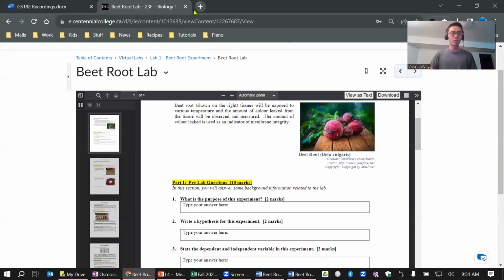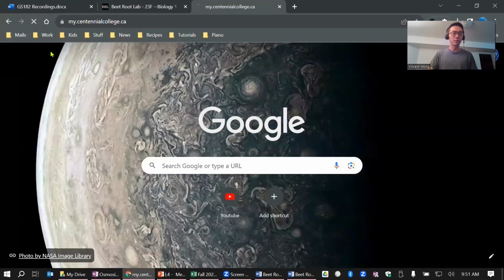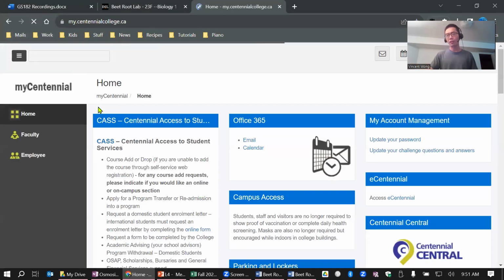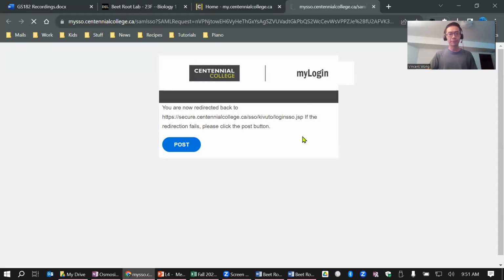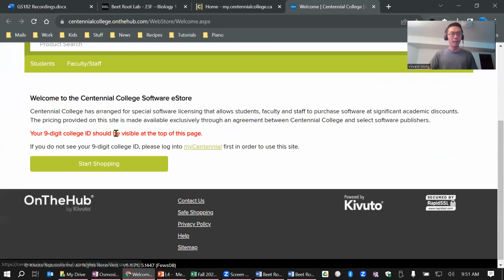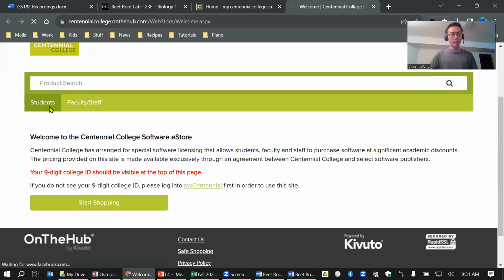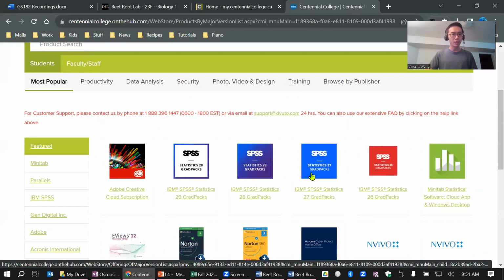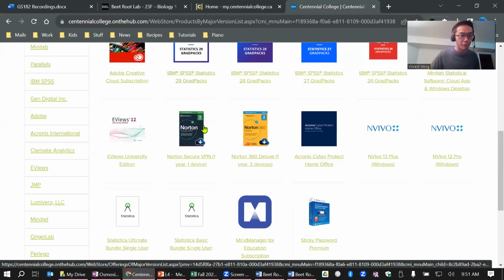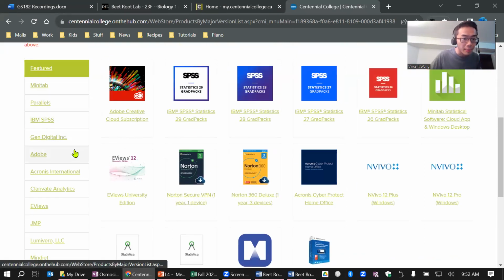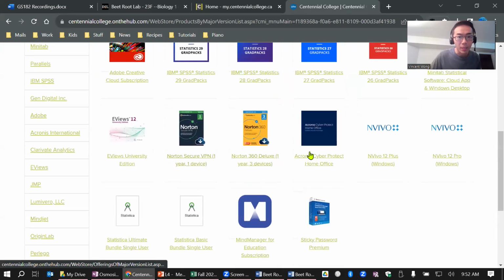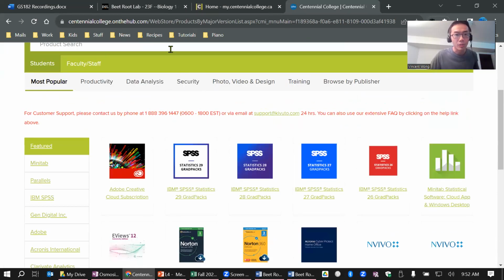Let me just show you quickly. I think as a student you can get a free copy directly from Microsoft as well. But if you log onto your My Centennial, there should be an eStore offer, Microsoft eStore. You just click on that. And you are students, so you can click on that, right? And there are all these softwares that are available to you, some of which are free. And I think you can just find the Microsoft one here somewhere, maybe. I don't know, maybe they took that away, maybe not. Let me just search Office.